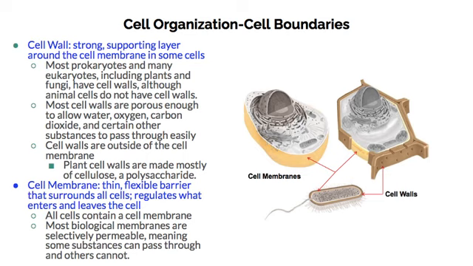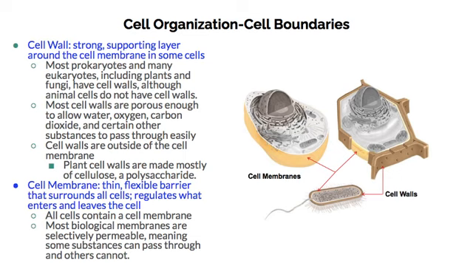Last class you also saw these two terms and we talked about organelles and cell organization, but today we're going to look at the cell boundaries in a little bit more depth. So the cell wall is a strong supporting layer around the cell membrane in some cells. Most prokaryotes and many eukaryotes, including plants and fungi, have cell walls, although animal cells do not. Most cell walls are porous enough to allow water, oxygen, carbon dioxide, and other substances to pass through easily.